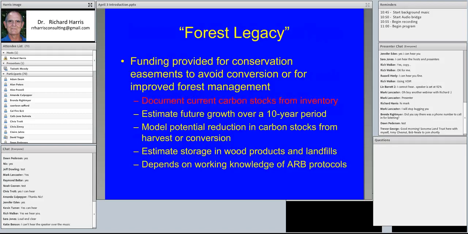Forest Legacy projects are projects that involve funding for conservation easements to avoid conversion or for improved forest management. One of the big items with that is documenting the current carbon stocks from an inventory. You need to estimate future growth over a 10-year period, model the reduction in carbon stocks from any harvesting or conversion, and estimate storage in wood products and landfills. And for these projects particularly, you need to have a working knowledge of the Air Resources Board forest protocols.